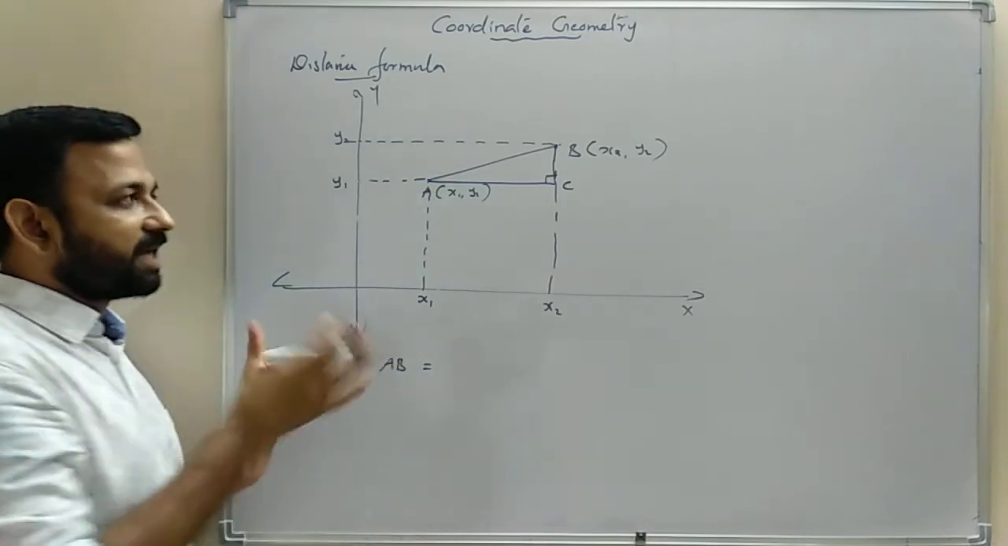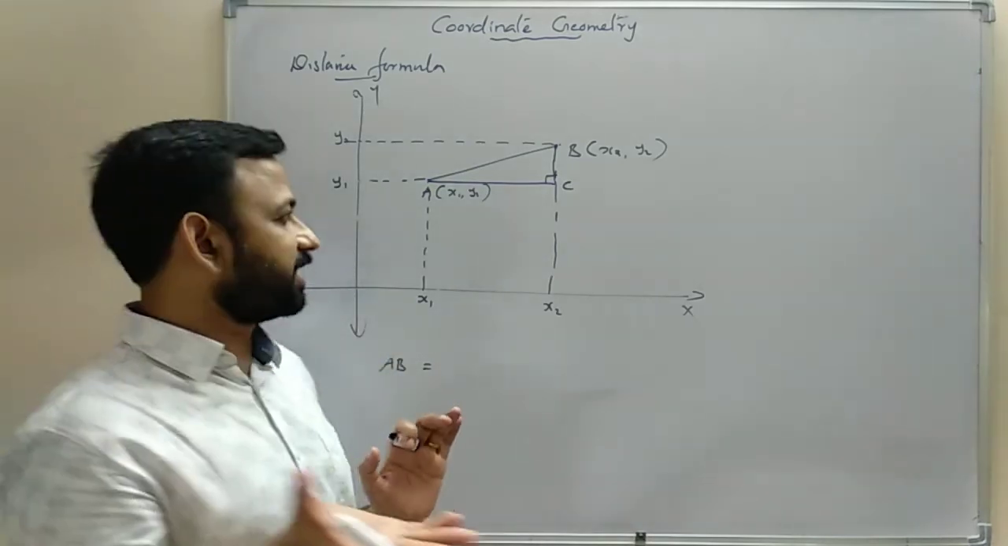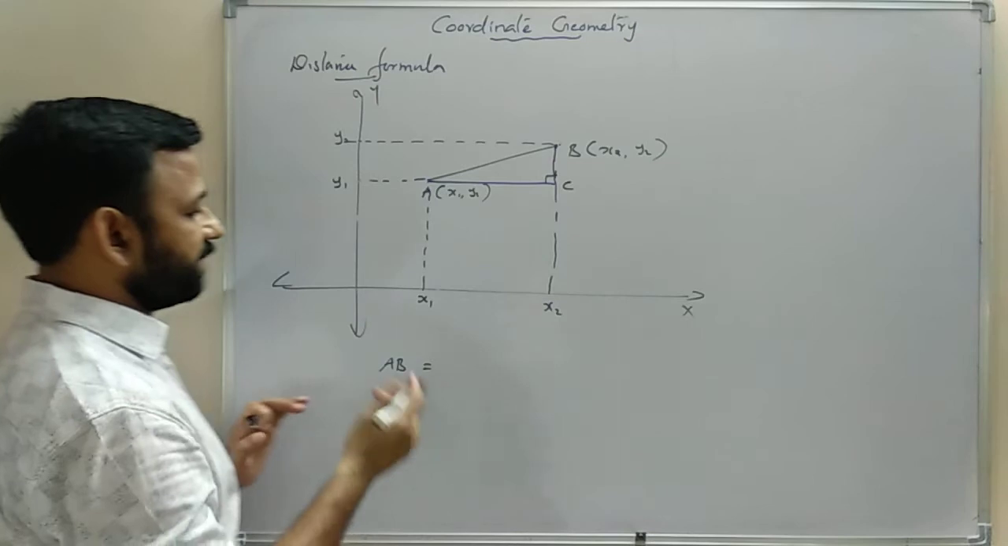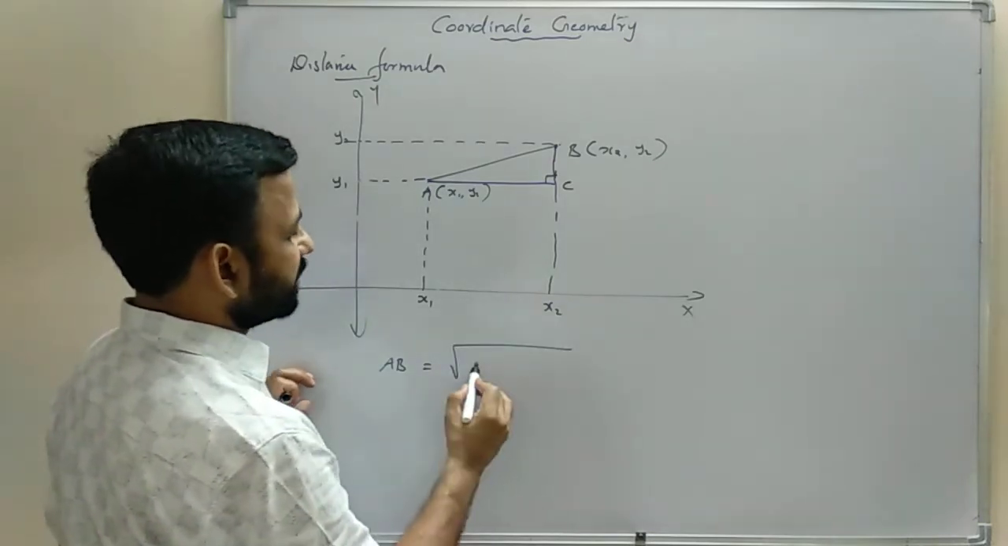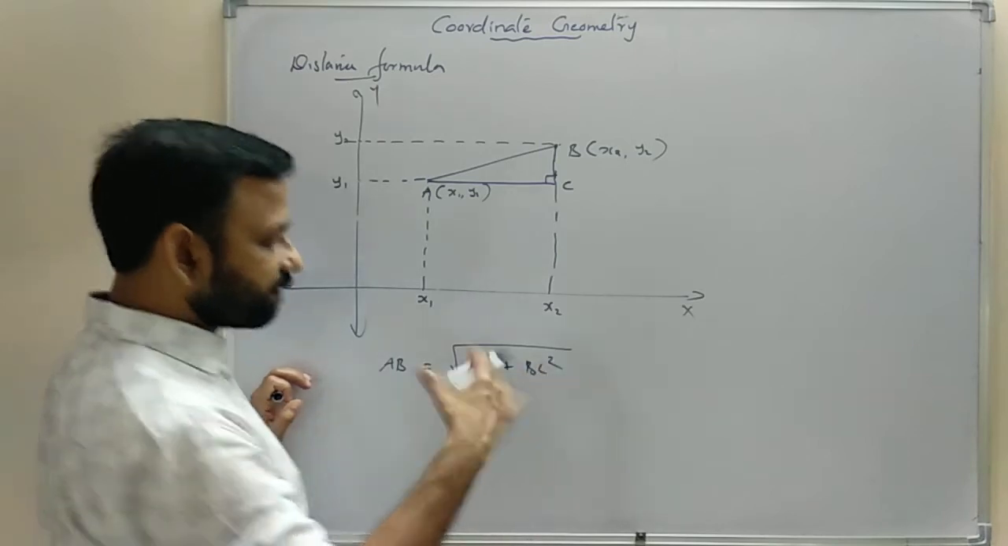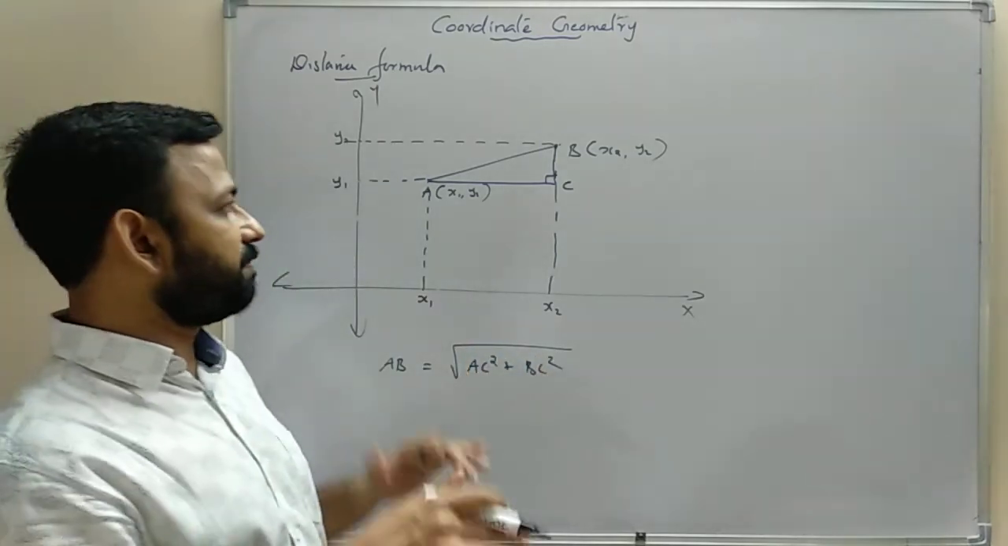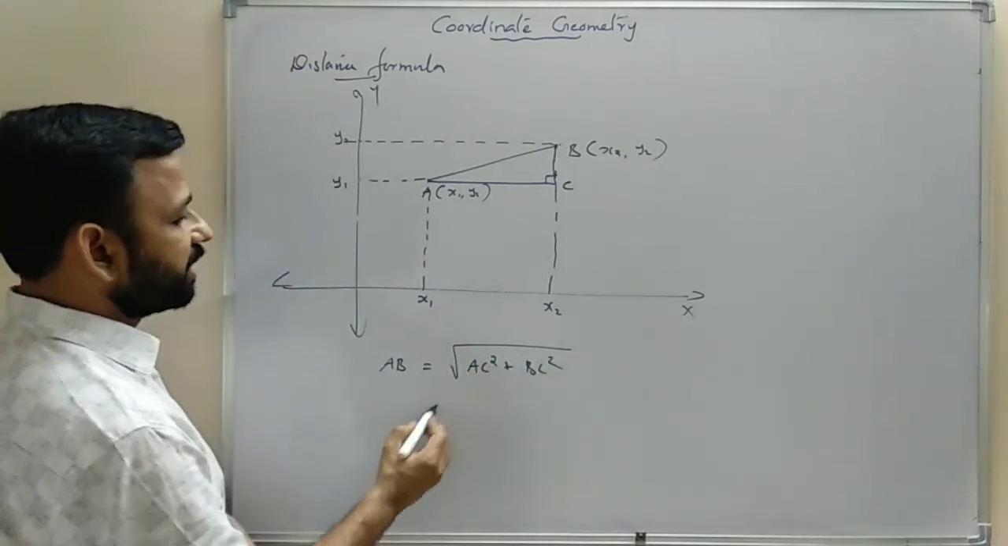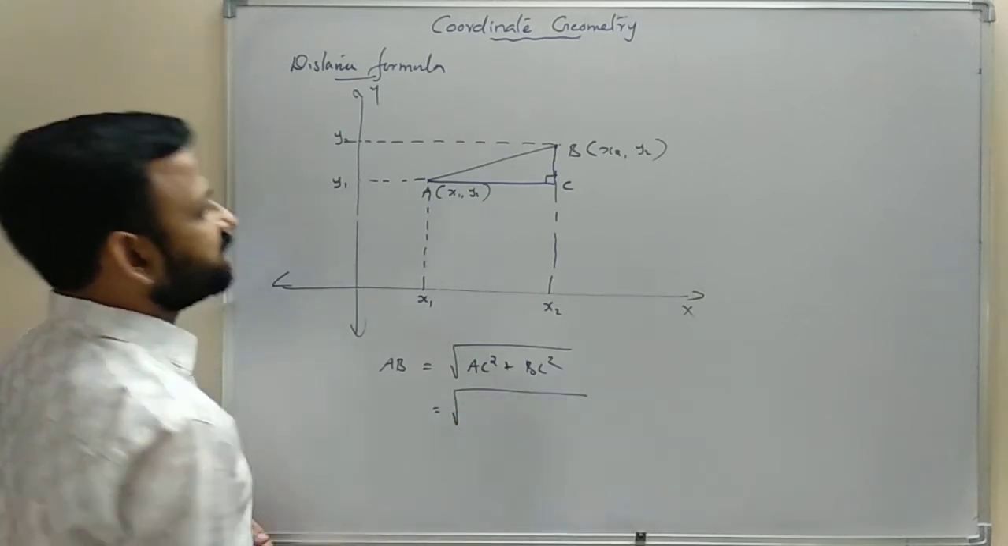AB. So this is a right triangle, so we can apply Pythagoras theorem. When we apply Pythagoras theorem, AB is equal to square root of AC square plus BC square. That is Pythagoras theorem: hypotenuse square is equal to base square plus altitude square. Now we can find the AC square.